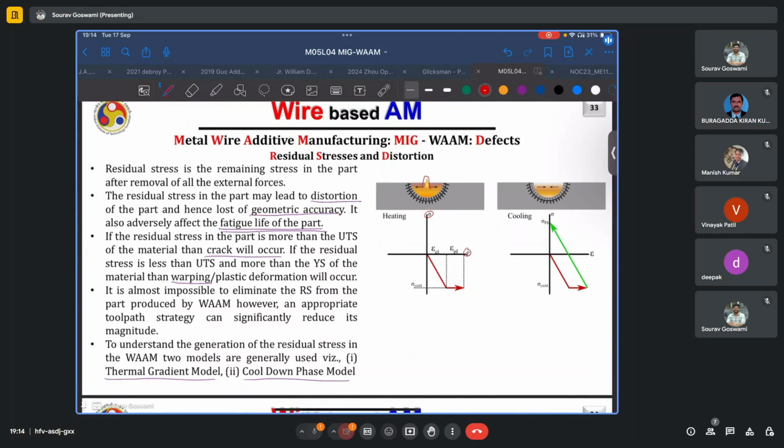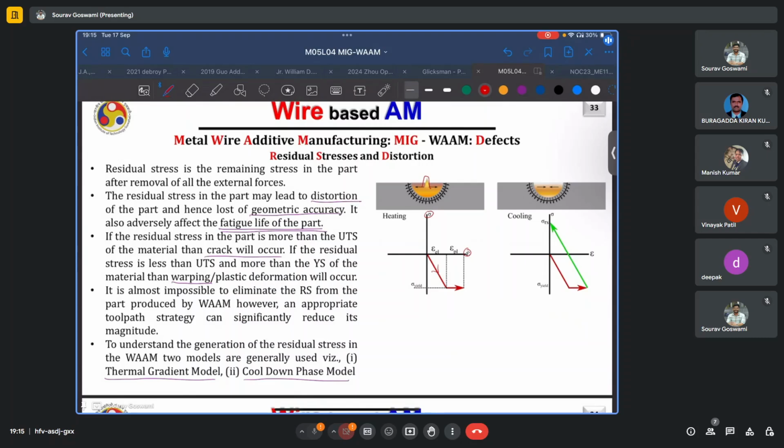Initially, the stresses will be compressive, so they are negative. And once the elastic region is exceeded, we'll enter the plastic regime, as shown here. However, once the source or the torch moves away and the material is no longer superheated, it will begin to solidify, and this will lead to contraction of the material.